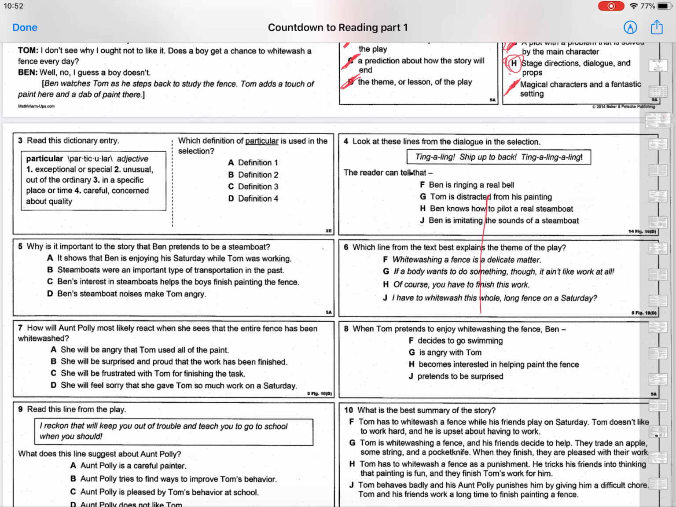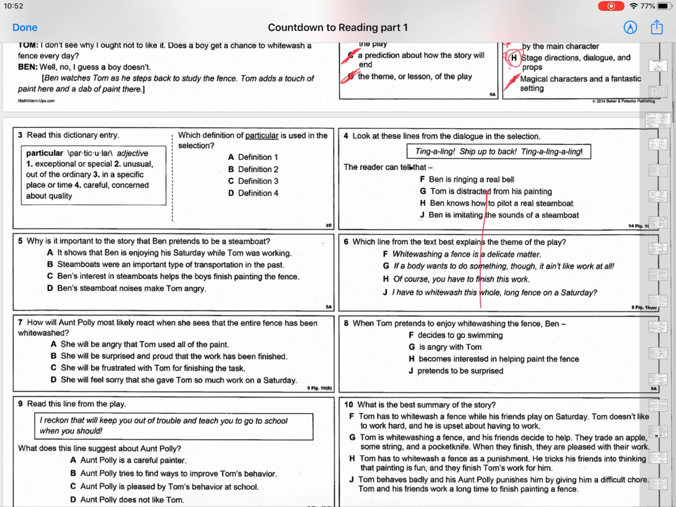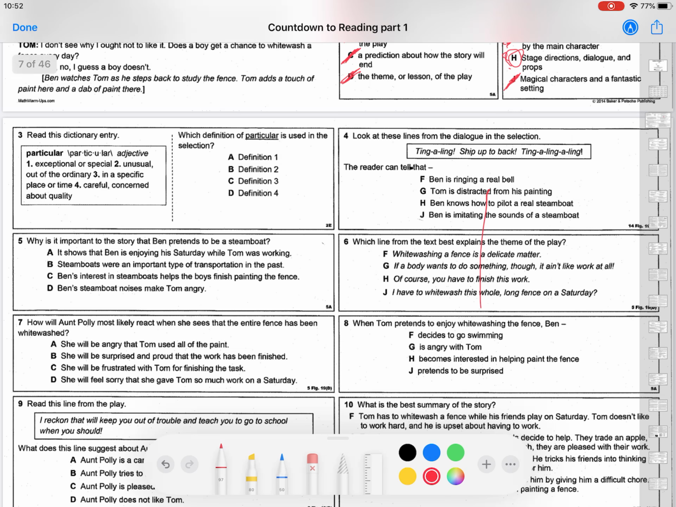Read this dictionary entry. Particular, adjective. Exceptional or special, unusual, out of the ordinary, in a specific place or time, careful, concerned about quality. Which definition of particular is used in the dictionary? Sorry, let me get rid of this stray mark.